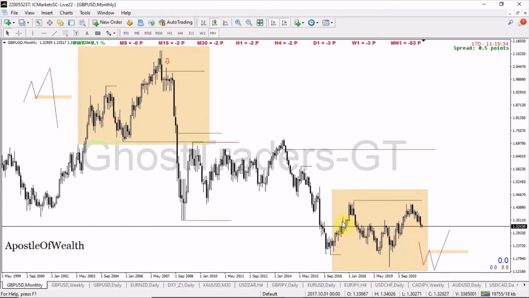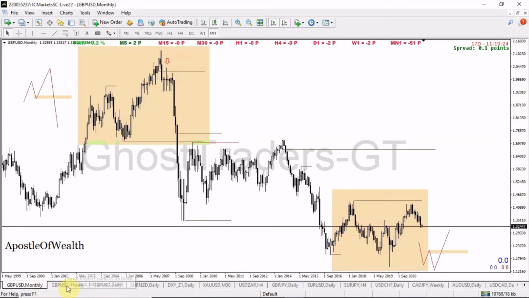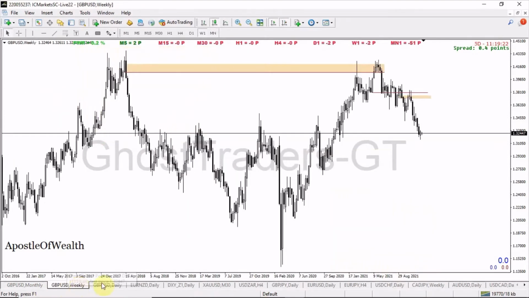So if you go to a smaller time frame, looking at this GBP USD, if you look at weekly, based on what you see on monthly, you go to weekly. When you go to weekly, you look at something like this. Okay, since you have seen what you have on the bigger time frame, it sort of gives you a confidence to know that this order block is most likely going to hold.